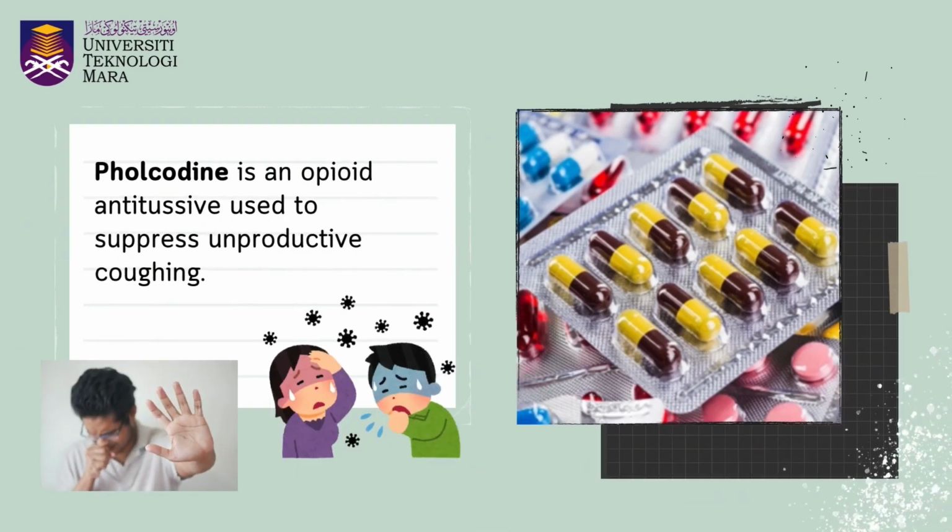So let's talk about pholcodine. Pholcodine is an opioid antitussive used to suppress unproductive coughing.